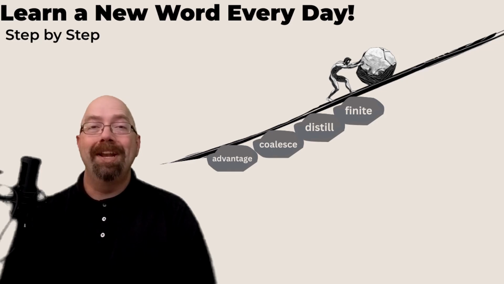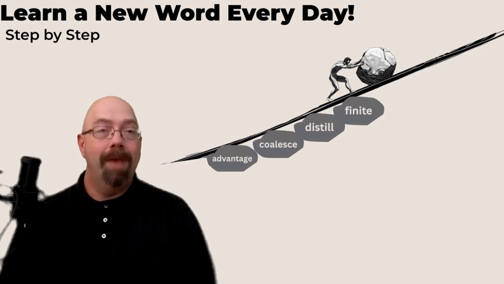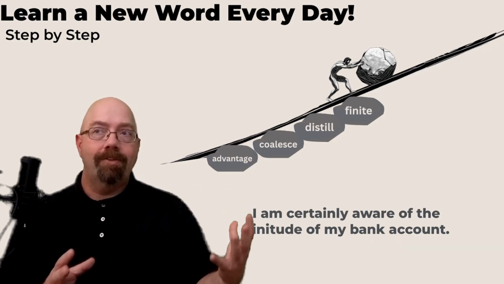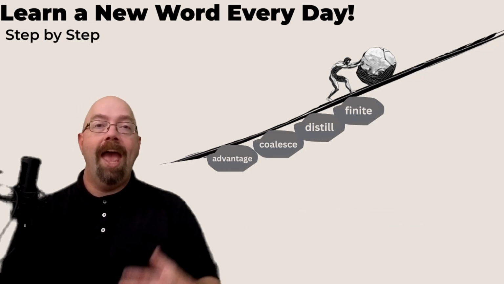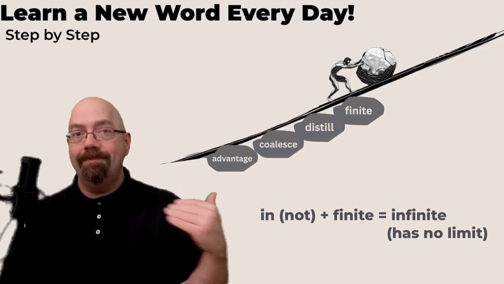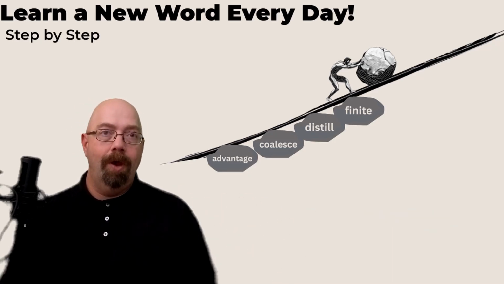The amount of money in my bank account is finite. My money will come to an end eventually. May it not be soon. Finitude is the characteristic of being finite, but we don't use that very often. If we add the prefix in in front of finite, we get infinite, and that means the opposite. It means it keeps on going.